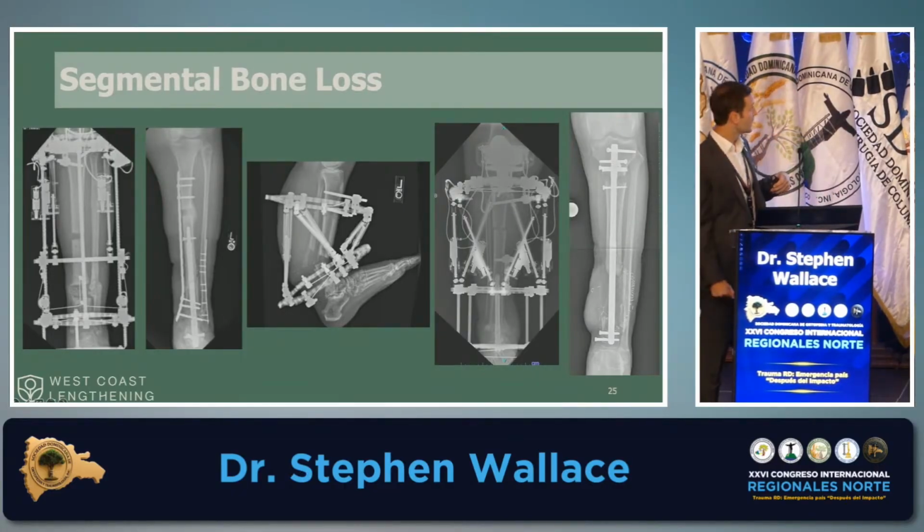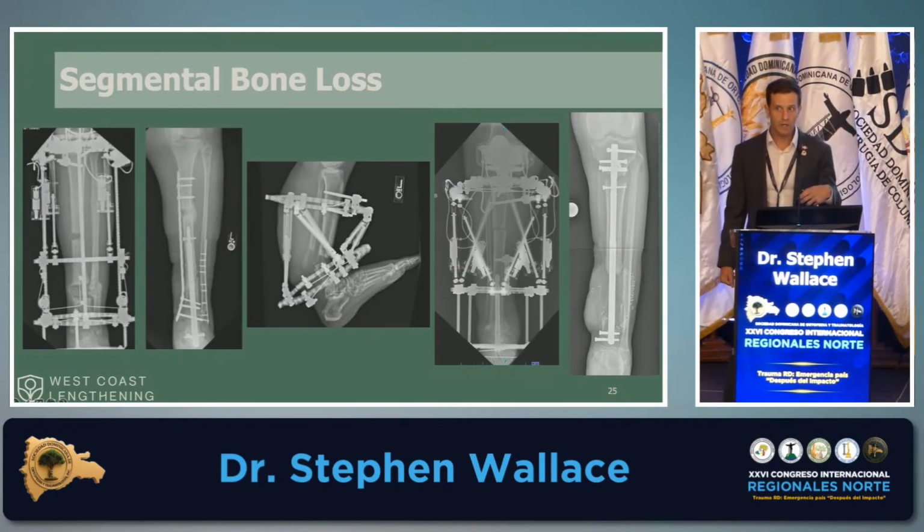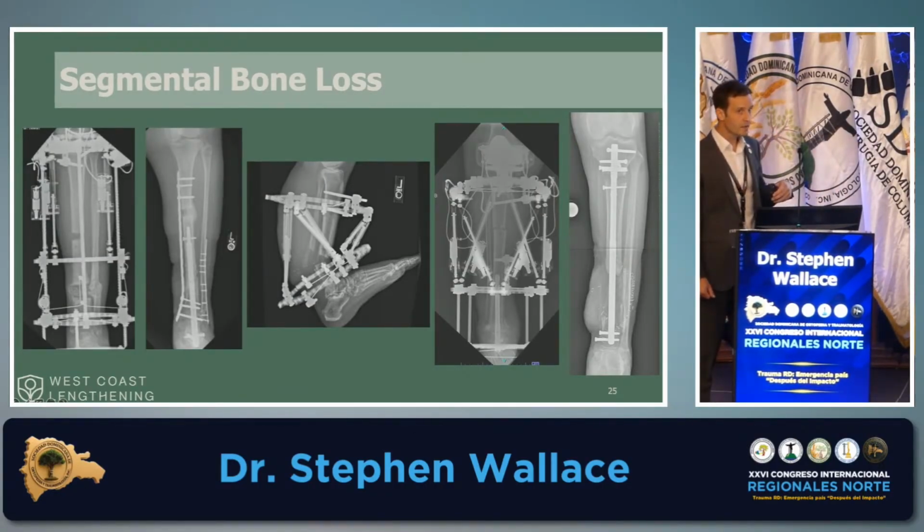Perfect. I think we'll go straight into my second lecture, and then we'll have a guest speaker for in between my second and third. So we can load up the circular external fixator.